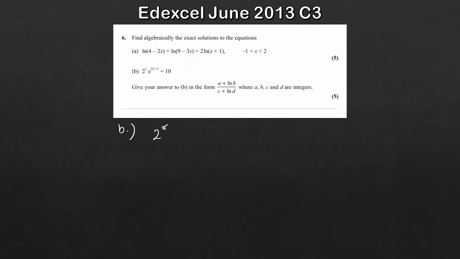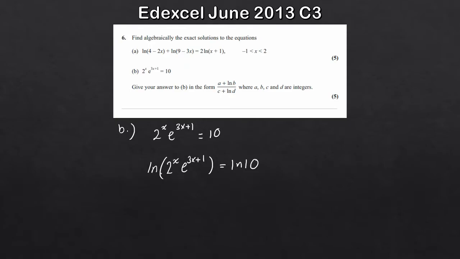So we've got 2 to the x times e to the 3x plus 1 is equal to 10. So we need to show that the answer can be given in the form a plus ln b divided by c plus ln d. So given that we've got powers here that are algebraic, the first step would just be take logarithms of both sides. So I take the natural logarithm of both sides here. We write that as the natural logarithm. So it's the product first, so 2 to the x times e to the 3x plus 1. So that's the left hand side, and do the same with the right hand side. Ln 10.